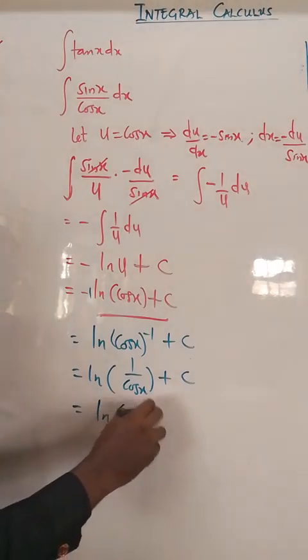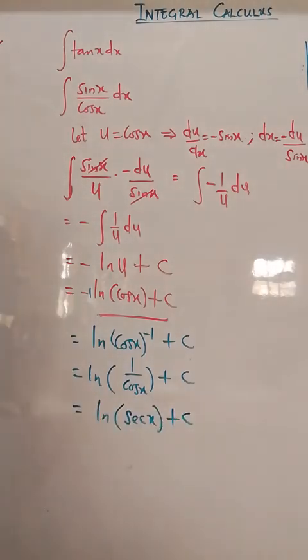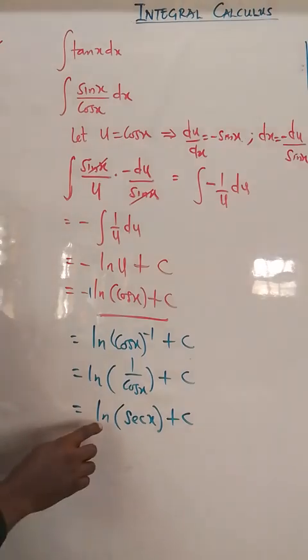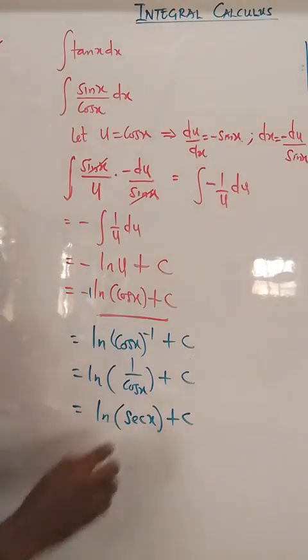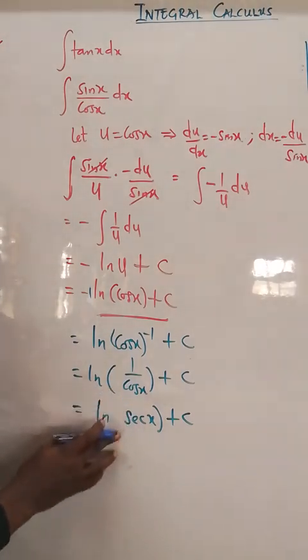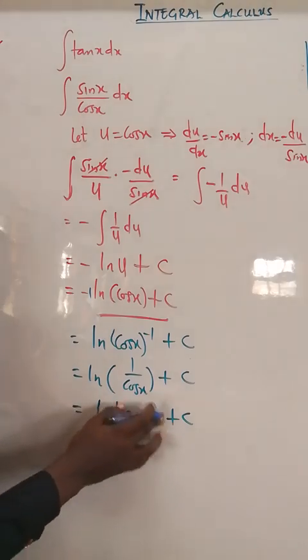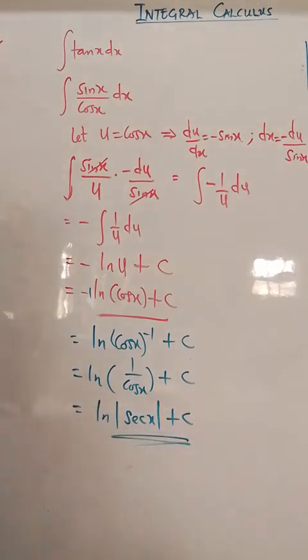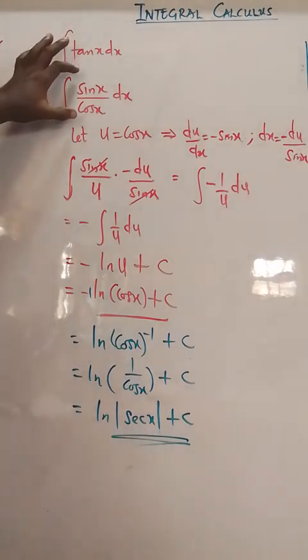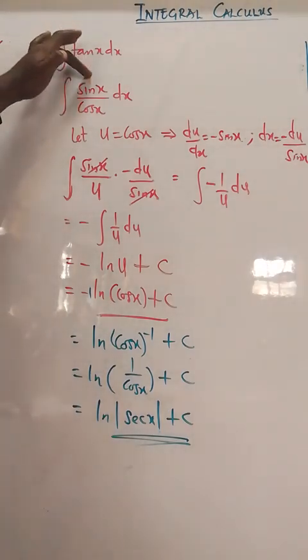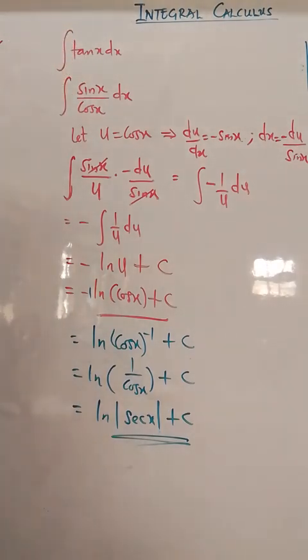Sec x plus c. We know that the logarithm of any function must be positive, so we have to take the positive value. So this is the final answer. In short, anytime we have a quotient, a function dividing another function, let's put it this way.